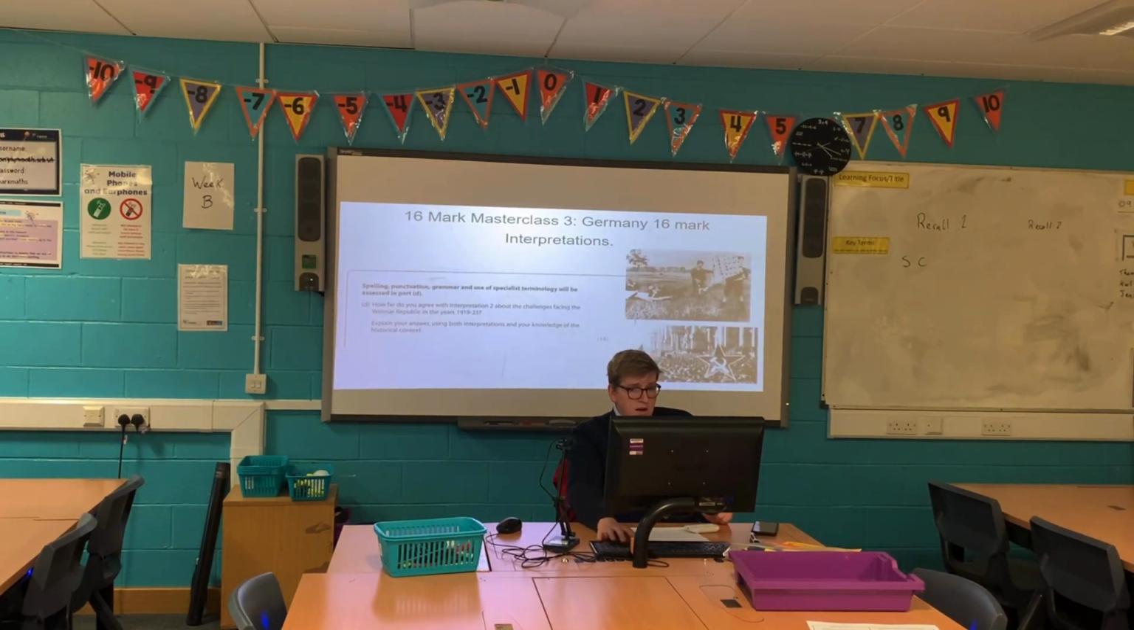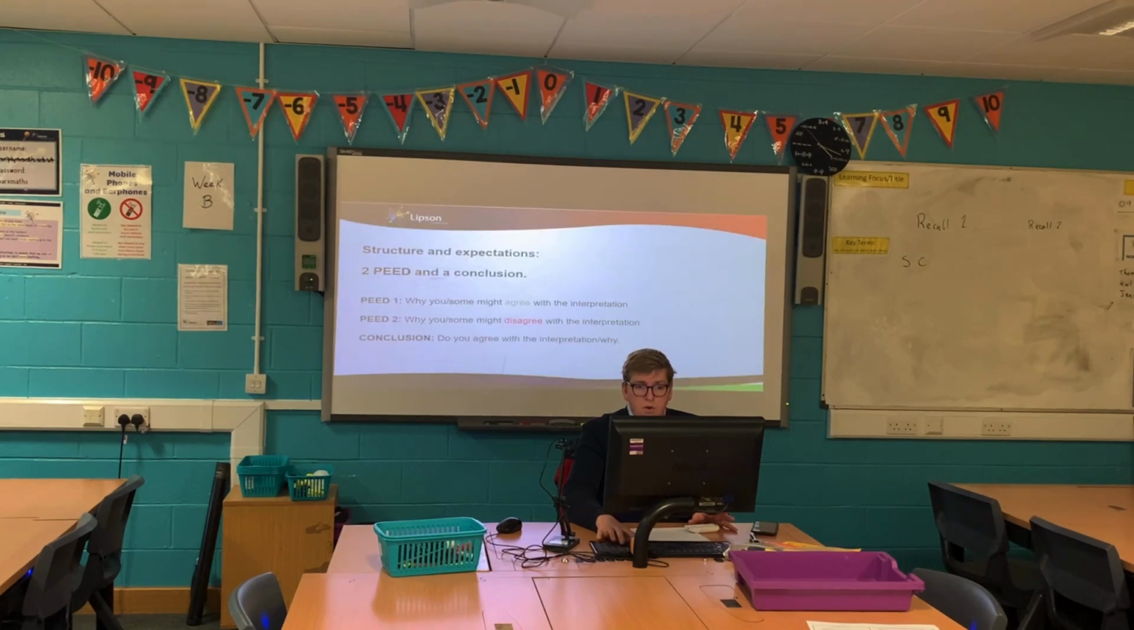Now, 16 marker. I've tried to pick one that is as broad as possible, so it allows us to almost do revision for the PPE, because it covers about half of the Weimar Republic. The structure that we're going to need, and it might be worth you noting down these things now, you can do shortened versions, I don't mind, but you are going to need 2 PEED paragraphs and 1 conclusion. And that conclusion answers the question, do you agree with interpretation 2 or not?